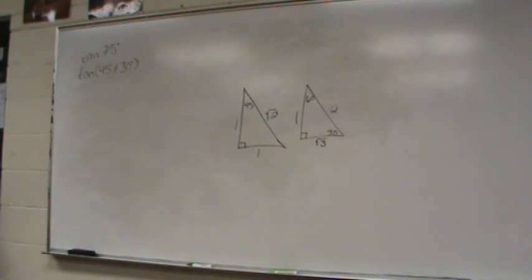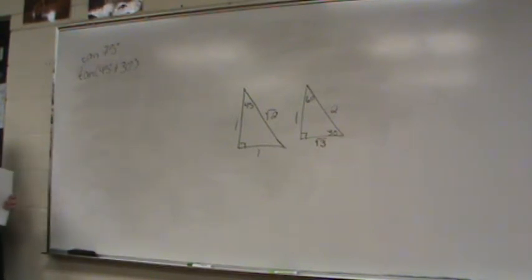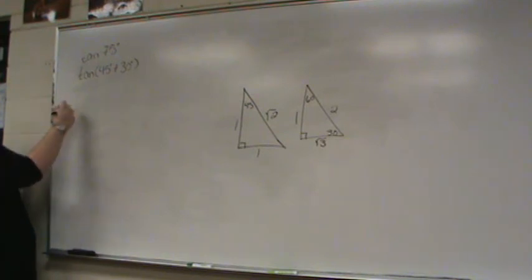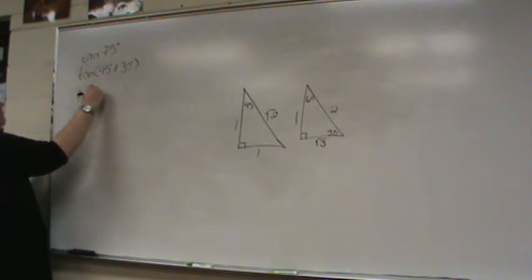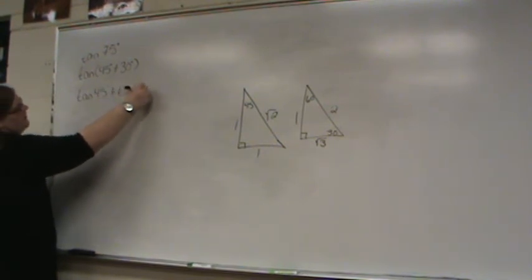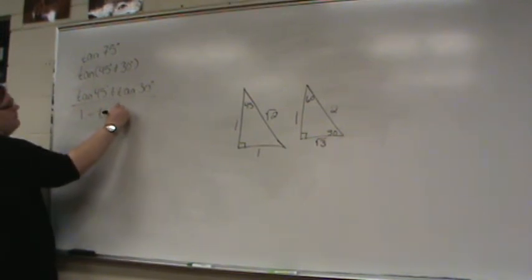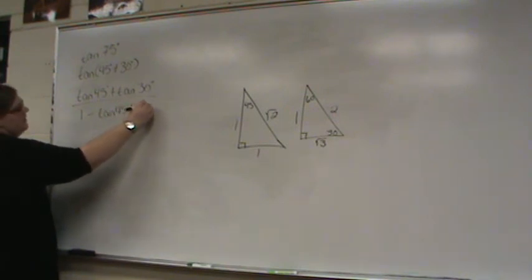So how do we expand that using our identity? You can leave it in degrees the whole time. You don't have to switch it to radians. So tangent of 45 plus tangent of 30, over 1 minus tangent 45 times tangent 30.